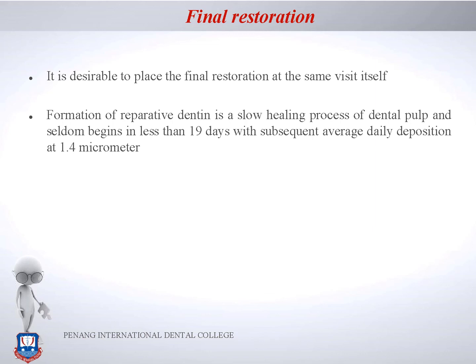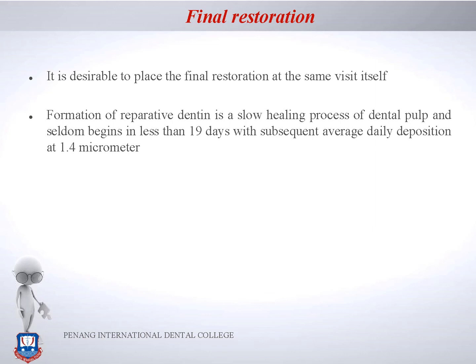Then it is very important to place the final restoration on that visit itself. Don't try to give zinc oxide eugenol or a temporary restoration to assess the tooth later. You have to have a very good seal, and that seal will come only if you place the final restoration at the same appointment. That means a composite restoration at the same appointment as you put your biocompatible material over the pulp, like for example calcium hydroxide, hard setting calcium hydroxide. So, final restoration in the same appointment.